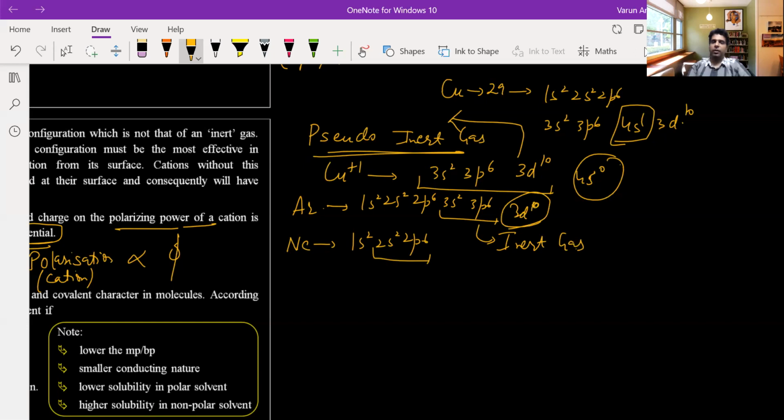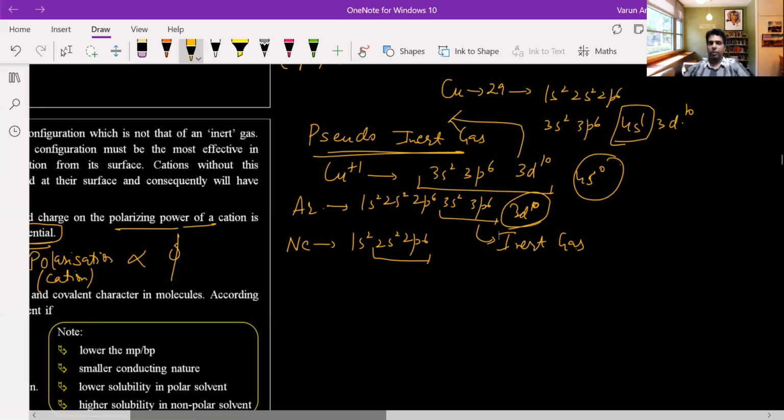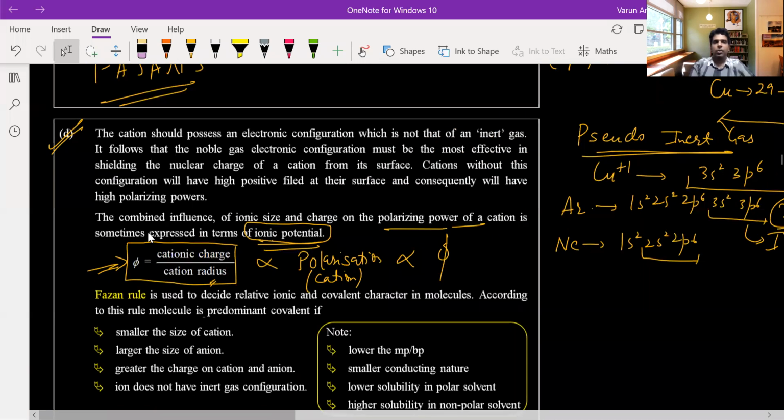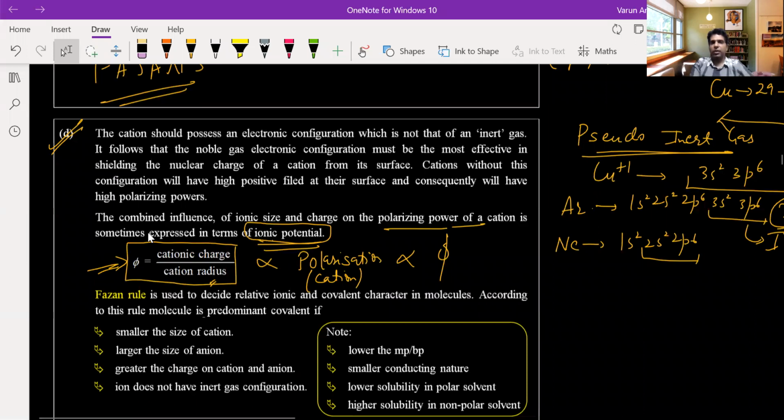Now, what is the fourth point in the Fajans rule saying? More is the pseudo inert gas configuration. So pseudo inert gas configuration will have more covalent character and more polarization than the inert gas configuration. So this point is saying the cation should possess an electronic configuration which is not of an inert gas, it should be pseudo inert gas. It follows that the noble gas electronic configuration must be most effective in shielding the nuclear charge of the cation from its surface. So why is this increasing the polarization?